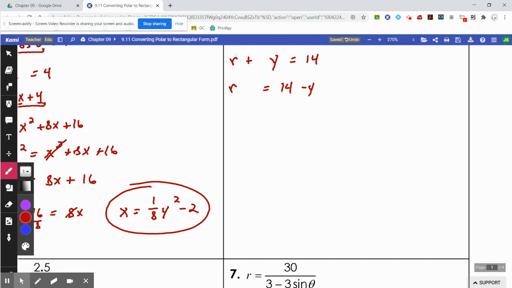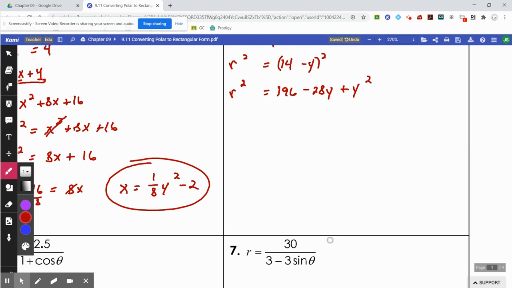Let's square both sides so we can turn this into an r squared, and you have r squared is equal to, to square this, we do have to FOIL. 14 times 14 is 196. Multiply them together and double it is negative 28y, and then plus y squared.